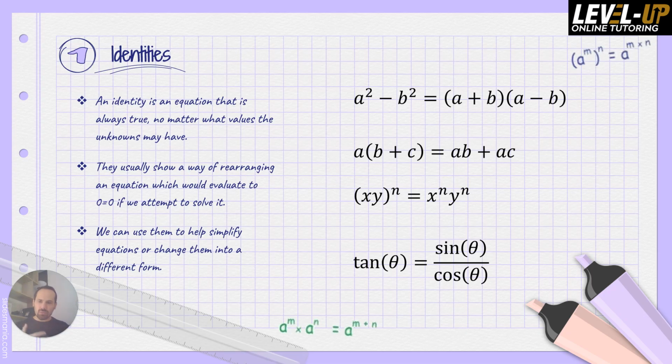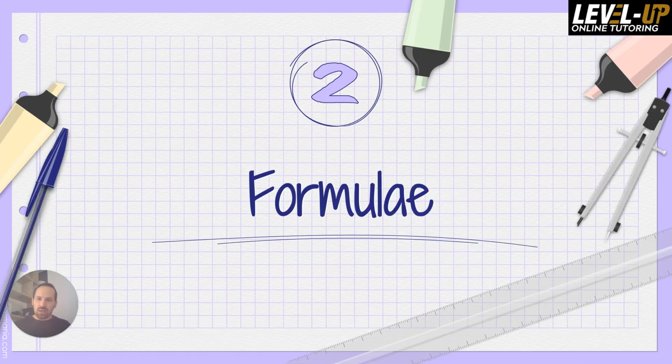So these are all identities you need to be aware of, showing the relationships between different variables. But like I was saying, they don't carry information. It's not something you solve. It's more just showing you a way of rearranging things. So that's what an identity is.